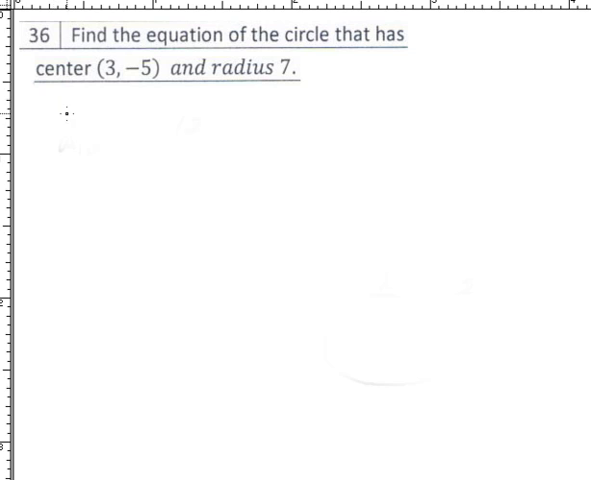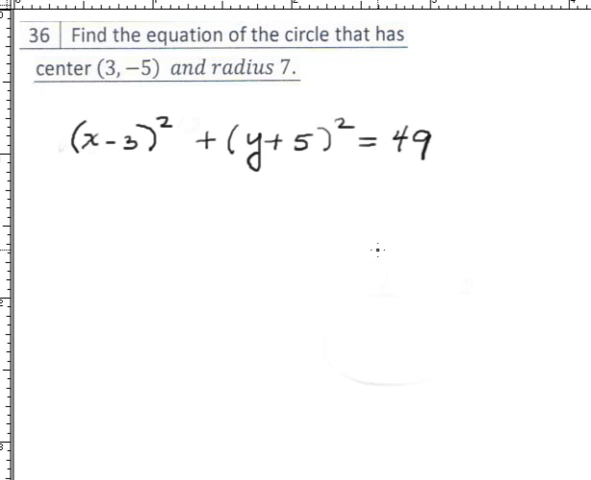Number 36 is a pretty simple question. It's find the equation of the circle that has center 3, minus 5 and radius 7. So we can just write down that equation. That would be x minus 3, subtract the x coordinate, squared, plus y subtract minus 5, or y plus 5, squared, is equal to the radius squared, 7 squared. And that's the equation.